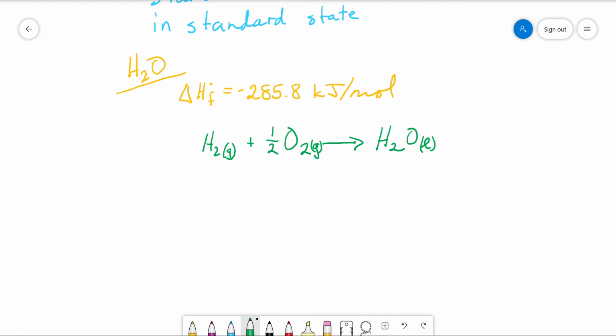And I know you're probably thinking, well, we were told not to use halves. Well, we have to form 1 mole of our product, okay? It has to be 1 mole. So in order to balance the equation, because O2 is diatomic in its standard state, we have to use a 1/2. All right. Oh, and then the delta H naught of formation is the negative 285.8 kilojoules per mole.